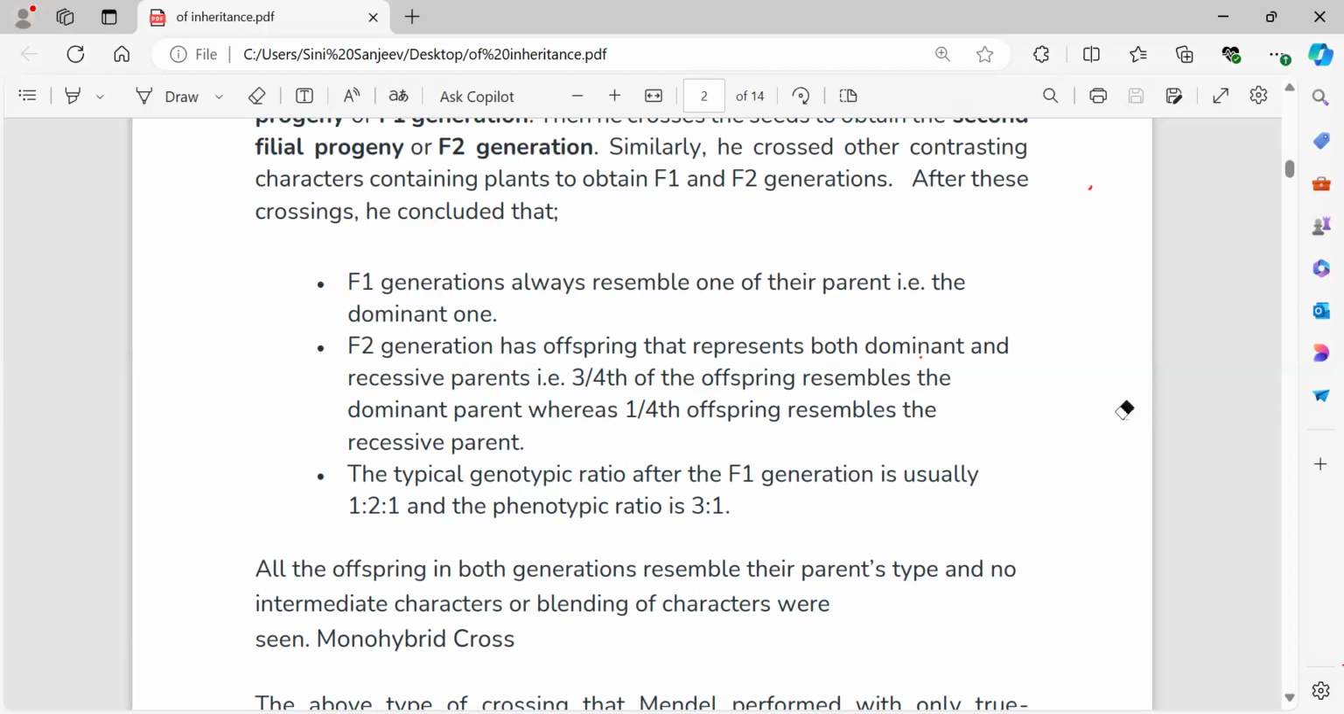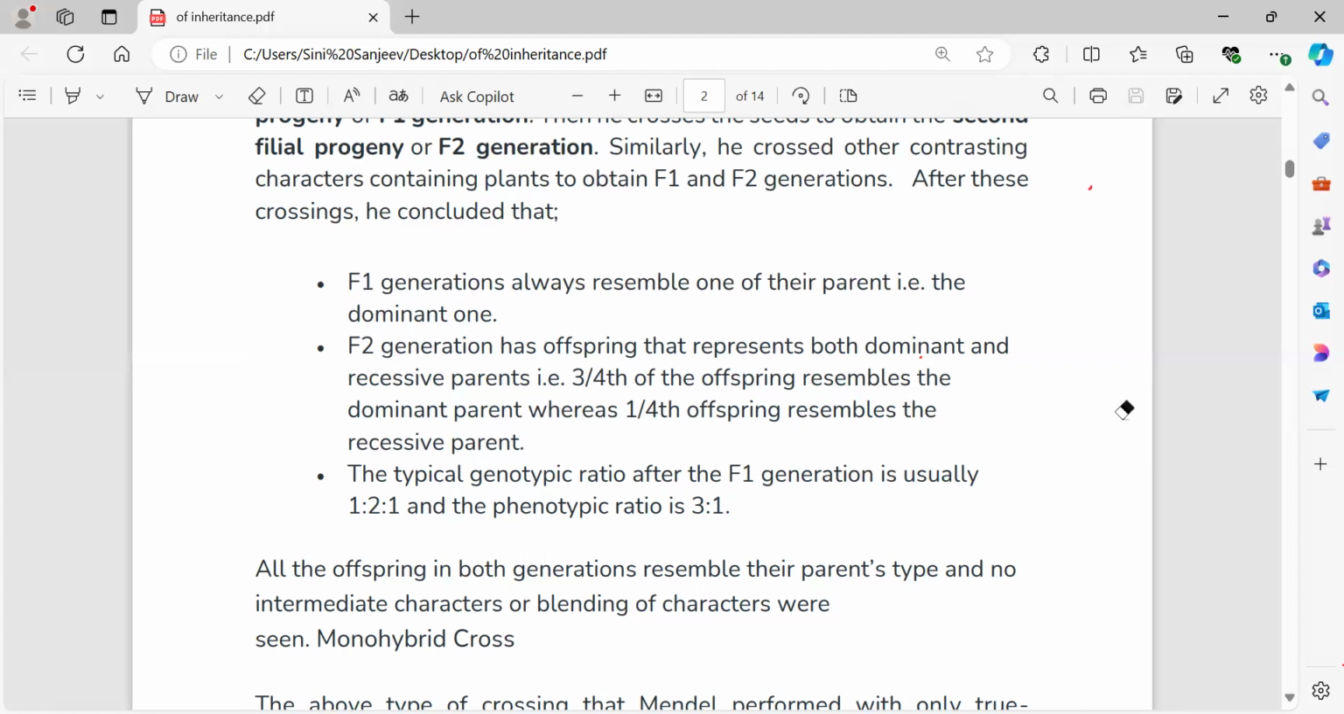That is, it will be 1:2:1 for the genotypic ratio, whereas the phenotypic ratio is 3:1. Now, phenotypic and genotypic, you already know. Phenotypic is the morphological character, whereas genotypic is the genetic character. So this will be the same.